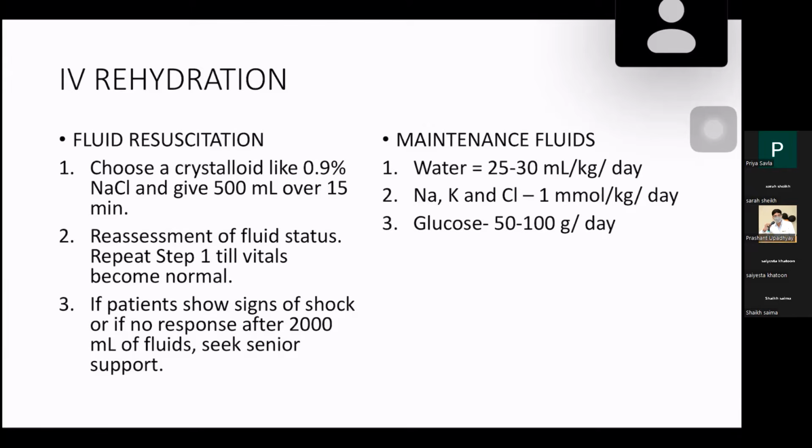Suppose you have given all the fluid resuscitation and the patient's hemodynamic parameters are improving. Would you stop the resuscitation? You won't. We'll start fluid maintenance. There are two parts of rehydration. One is fluid resuscitation, one is fluid maintenance. So we'll give him maintenance fluids.